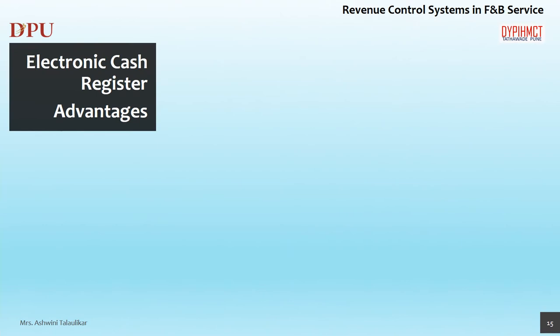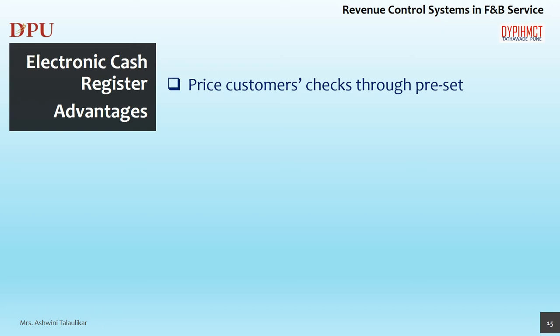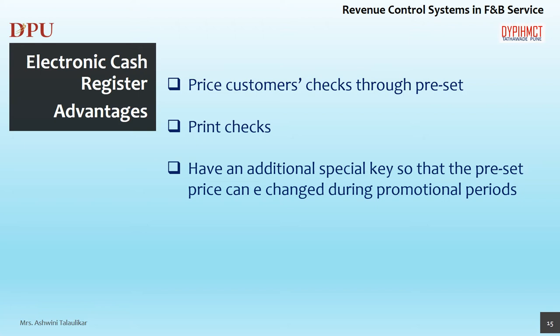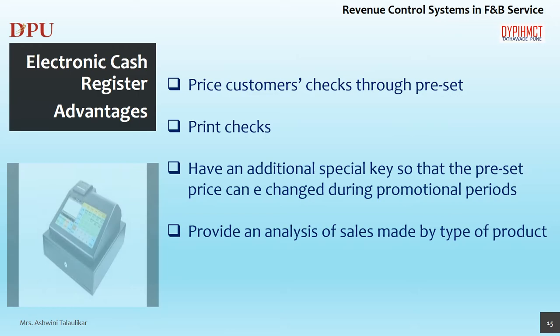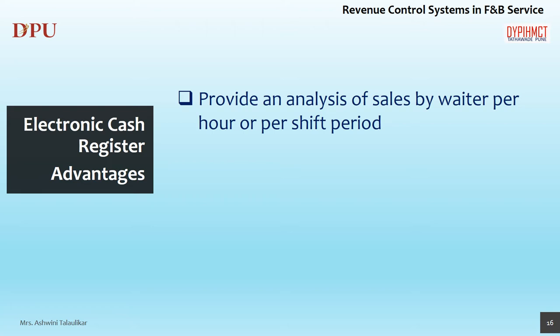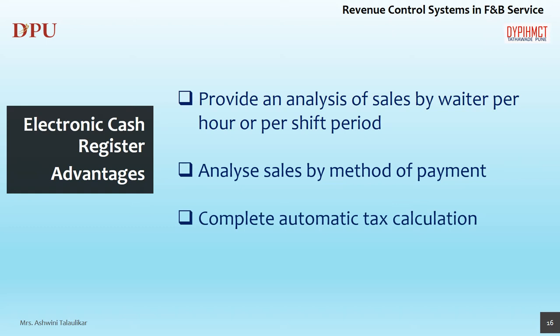The advantages of electronic cash registers are: the price of customer checks is preset, print checks have an additional special key so that the preset price can be changed during promotional periods, provide an analysis of sales made by type of product. The ECR advantages also include provide an analysis of sales by waiter per hour or per shift period, analyze sales by method of payment, and complete automatic tax calculation.